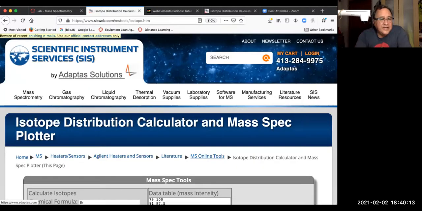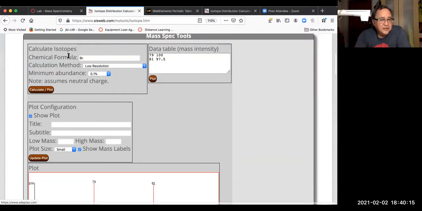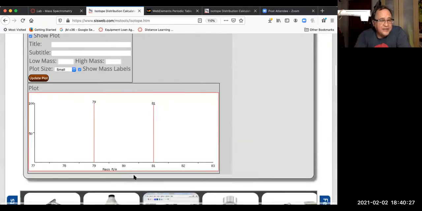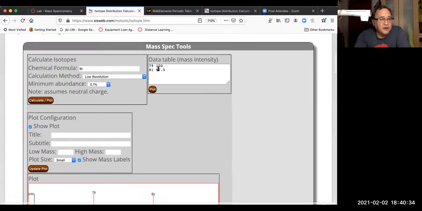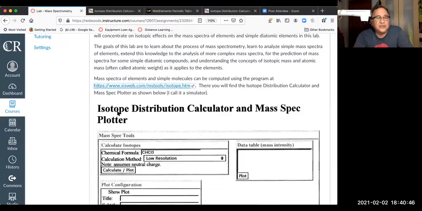Now, do you see the data table? This first column of numbers are the masses. The second column are the intensities. And if we look at the plot below, you can see that we have 2 signals, one at 79 and one at 81. And we've got 197.5. And that sounds really close to the numbers we had before. Let's take a look at what we're instructed to do.